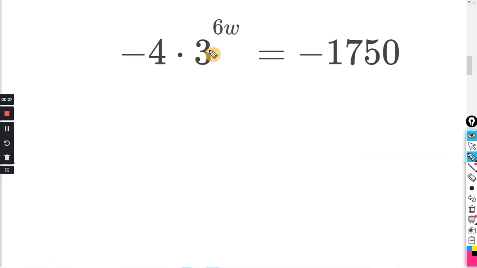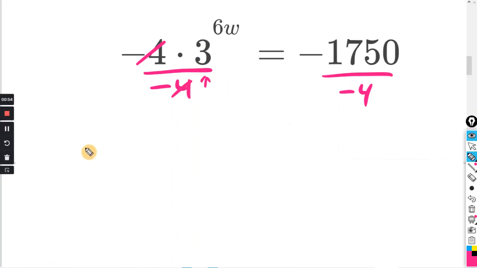All right, so let's try to isolate the variable first. This is 3 times -4. The opposite of times -4 is dividing by -4. So I'm going to do that to both sides, and it cancels here. Now the base of this number here is base 3. So we want to use log base 3 on both sides of this equation. So I'm going to do log base 3 of 3 to the power of 6w.